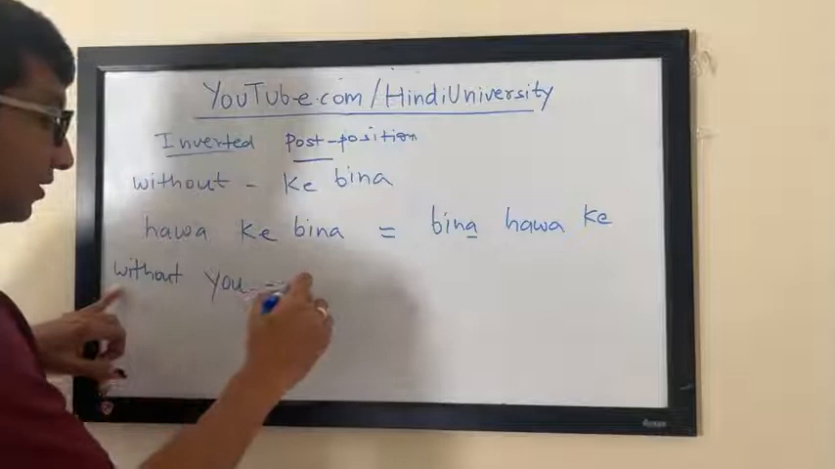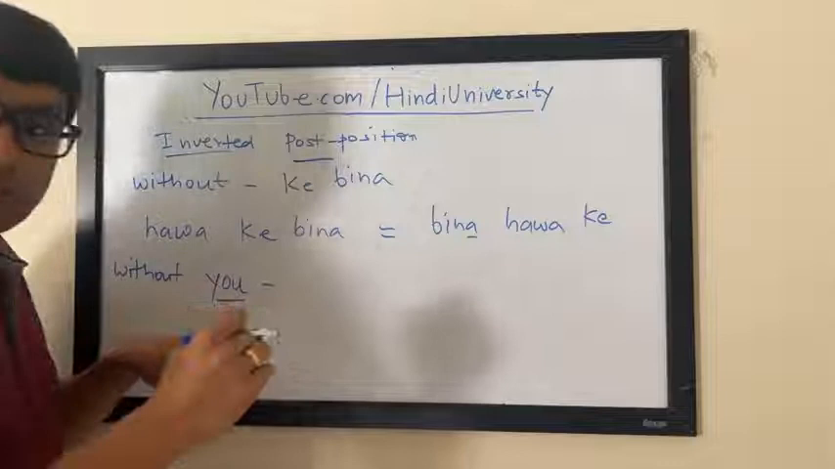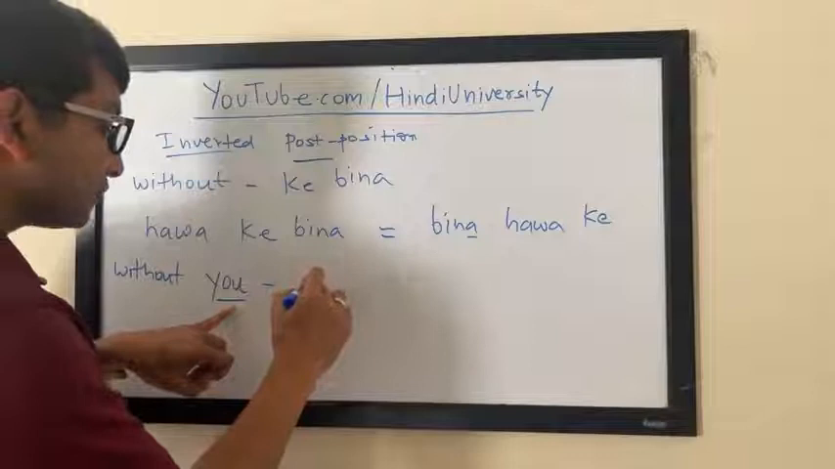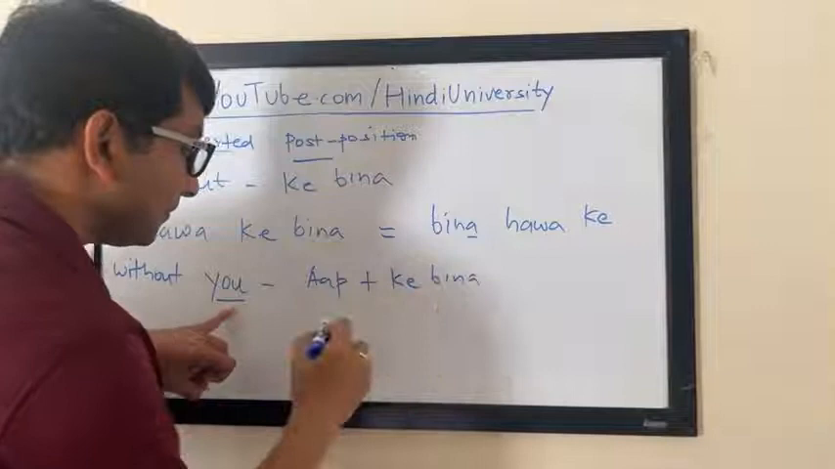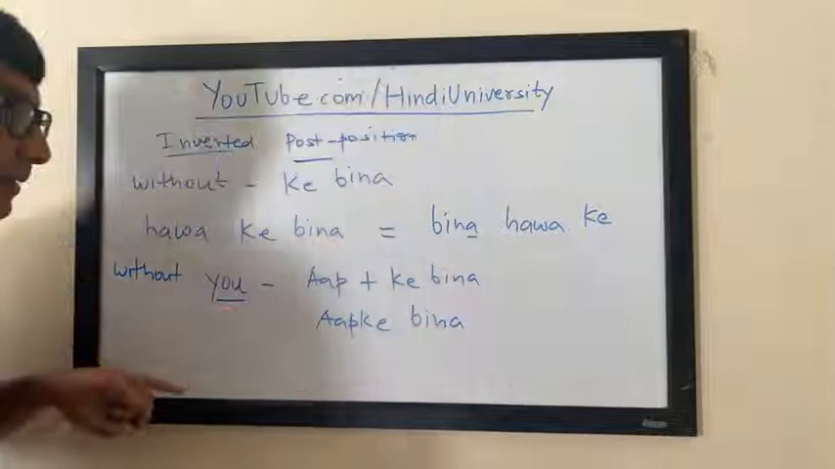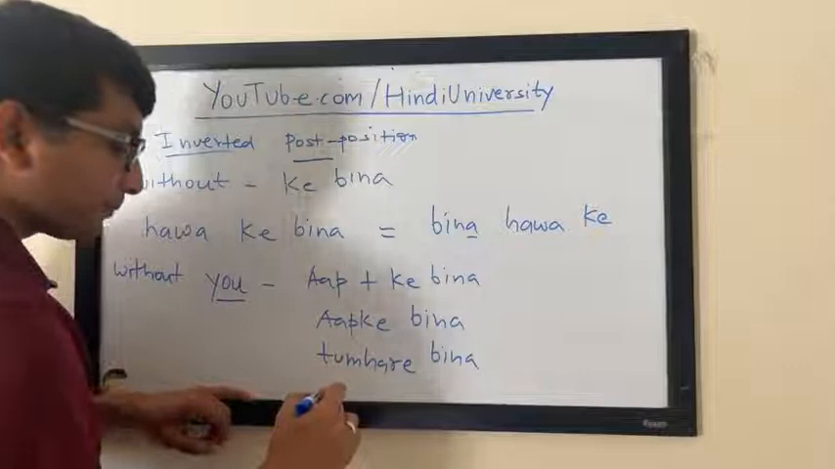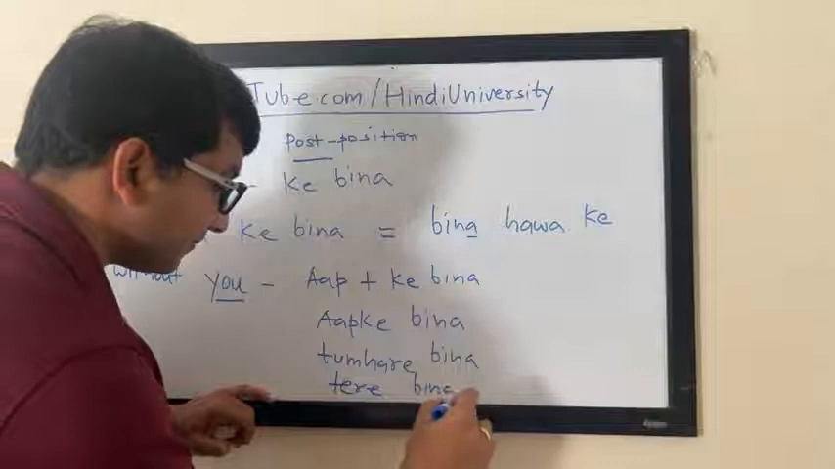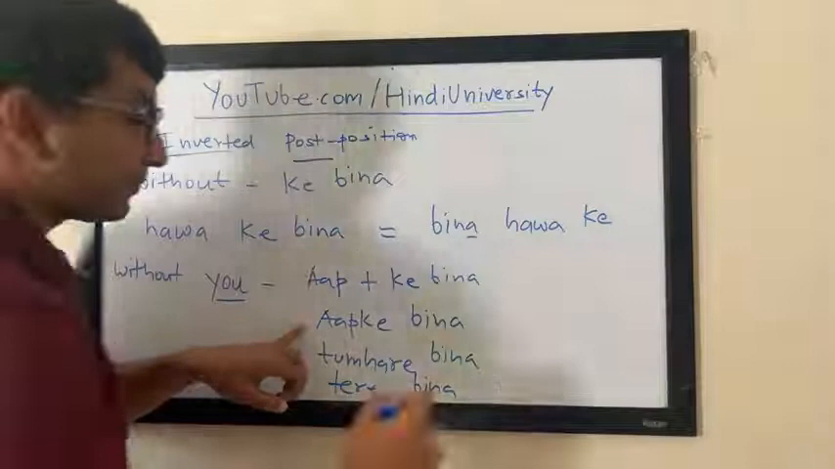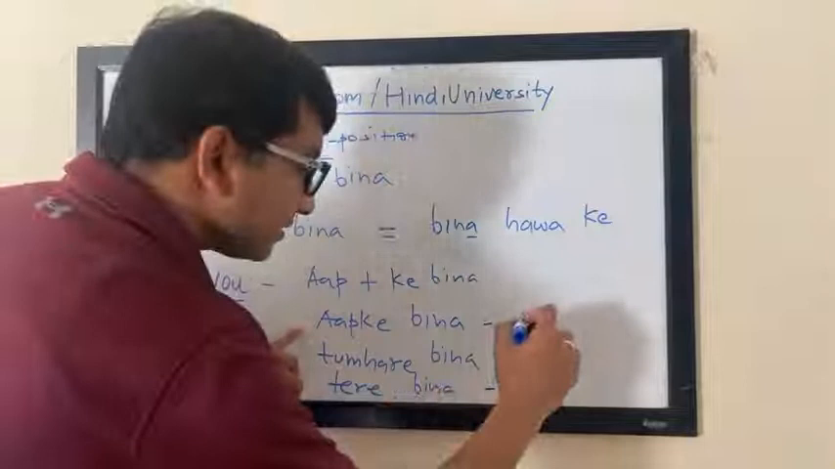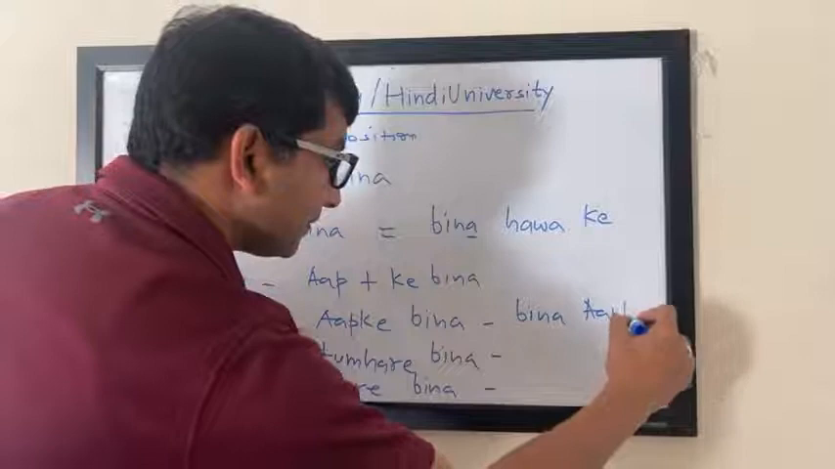If you are using informal, you is tu, tum, and aap, right? So let's say you have aap plus ke bina, and you will say aap ke bina. And informally, you will say tumhare bina, or tere bina. Tere bina jeena mushkil hai. Very good, right? So without you, it's hard to live. Okay. So aapke bina can also be said as bin aapke, bina aapke. Same thing.